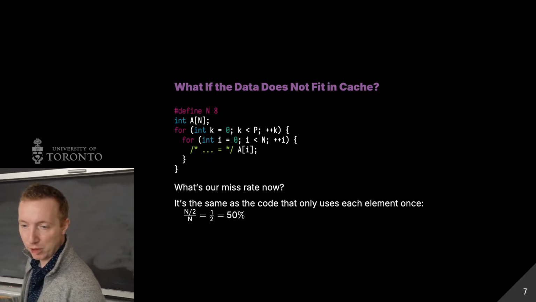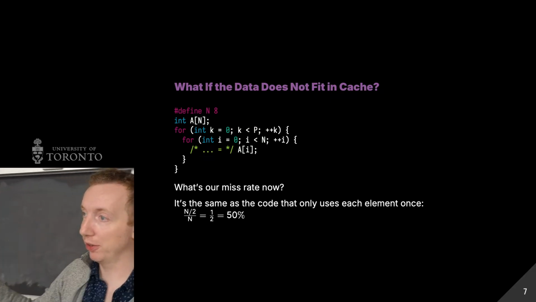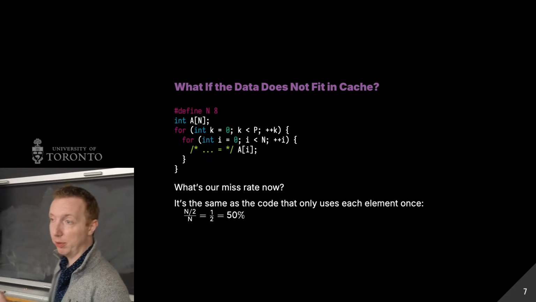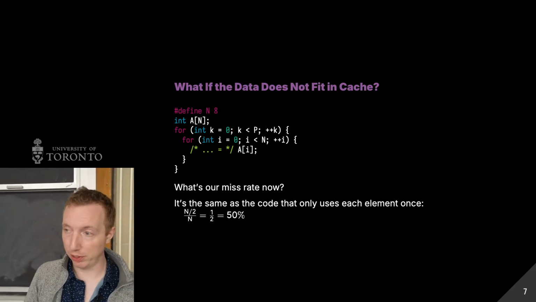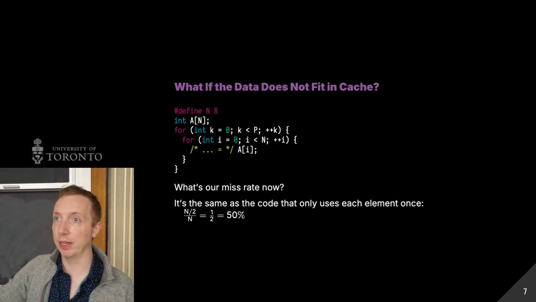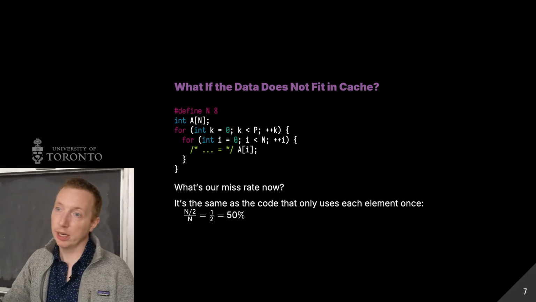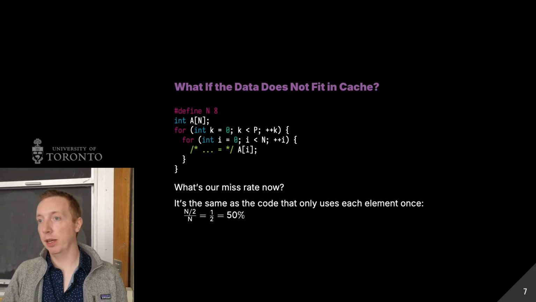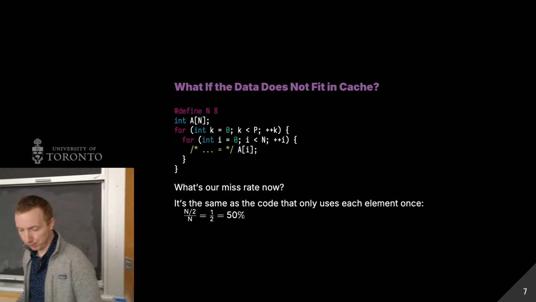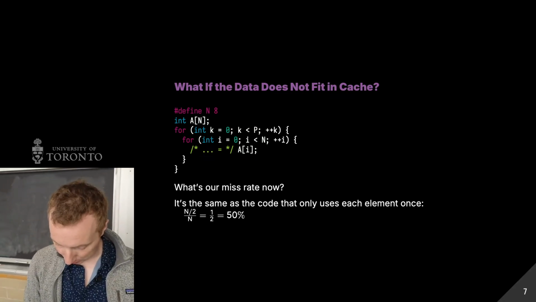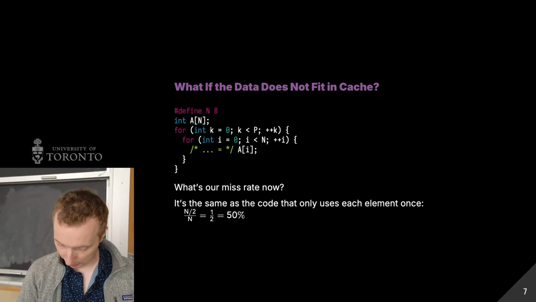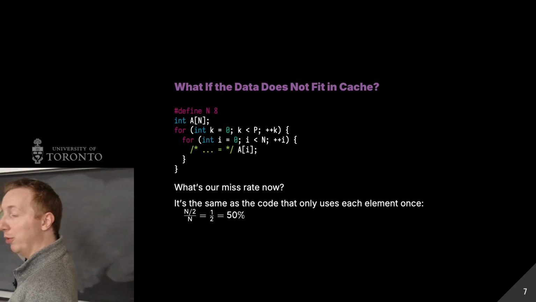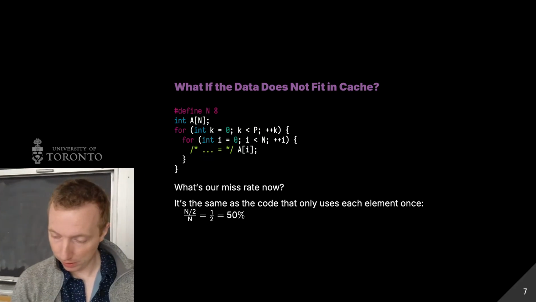So if the data does not fit in cache, assuming our cache size was not big enough, then our miss rate would go back to that 50% again. Say we can only hold 1 cache block at a time. Every time through the loop, we would miss, load in another element, hit on the next one, and so forth. So being able to fit in cache is very important for our miss rate, especially if we have multiple loops going on at the same time.